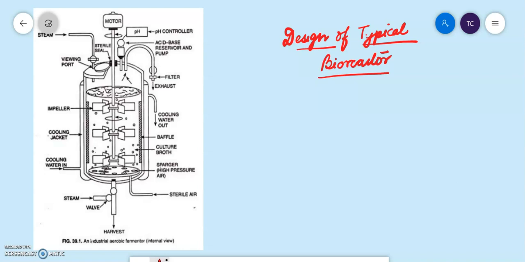Today you can see this particular picture which I have embedded in this slide. I will first acknowledge that it is taken from www.biologydiscussion.com. So let's start with the design of the bioreactor. First I will focus on the construction material.